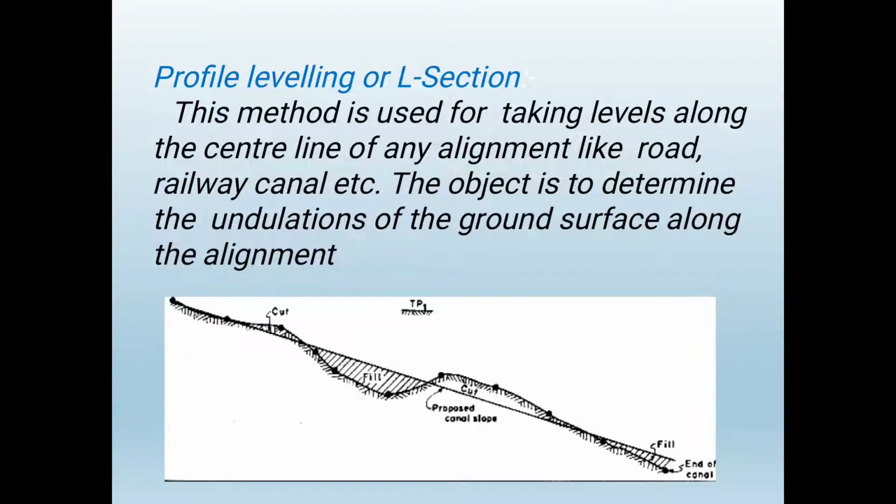Profile leveling or longitudinal leveling. The operation of taking levels along the central line of any alignment, that is road, railway and so on, at regular intervals is known as longitudinal leveling. In this operation, the backsight, intermediate sight and foresight readings are taken at regular intervals. At every setup of the instrument, the chainages of the points are noted in the level book. This operation is undertaken in order to determine the undulations of the ground surface along the profile line.